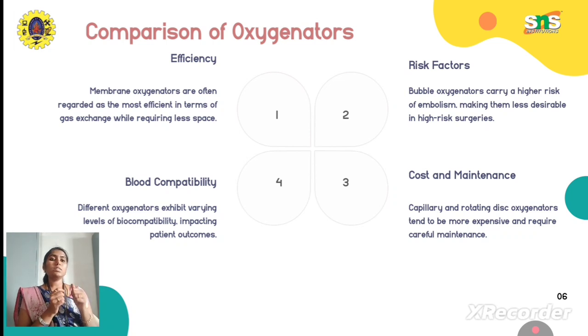And the last one is cost and maintenance. If you see the cost as well as the maintenance, the capillary and rotating disc oxygenators will be more expensive, and they require careful maintenance compared to the other oxygenators. So the capillary and rotating disc are not very affordable, and we also need trained technicians in order to maintain these oxygenators. So this is the comparison we have made for four characteristics for different types of oxygenators.